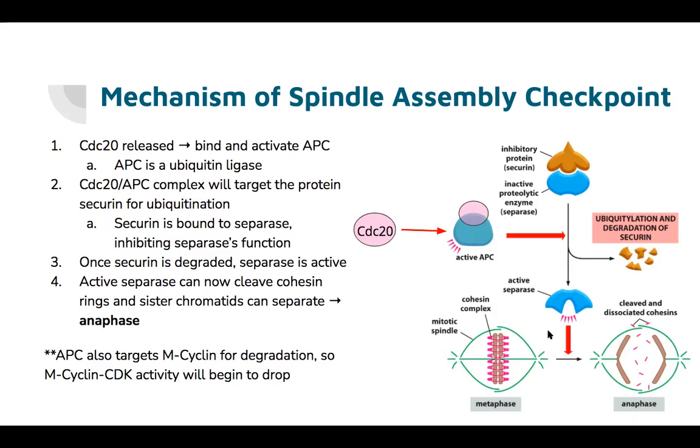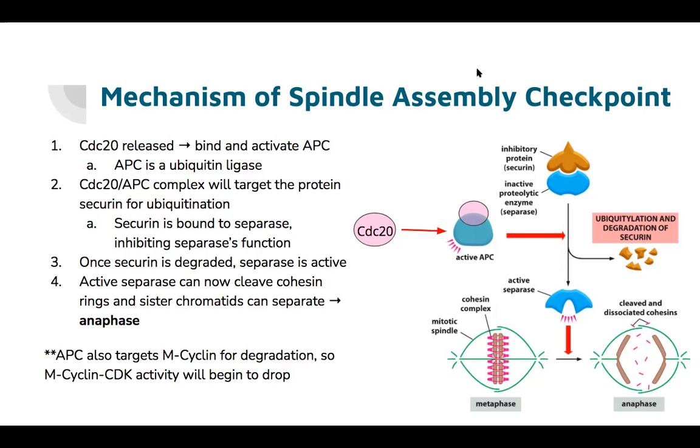And separase cleaves the cohesion that surrounds the two sister chromatids so that anaphase can occur and the separation of the two sister chromatids can occur. And then this complex also targets M cyclin for degradation, so that the M cyclin CDK activity will start to drop. So is there any questions about this part of the checkpoint specifically?